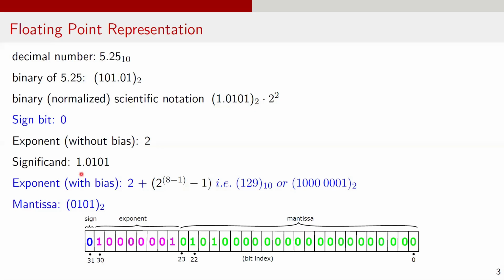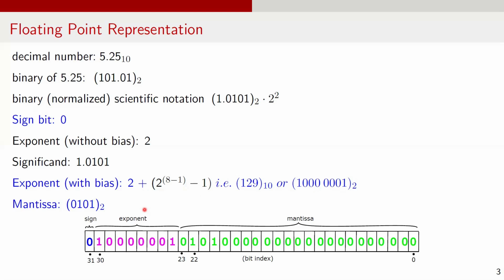The exponent integer is further processed by adding a bias. The bias for single precision is 2 to the power (number of exponent bits minus 1), minus 1. That is 127. So 2 plus 127, we have 129 as biased exponent. The binary representation for this is 10000001.